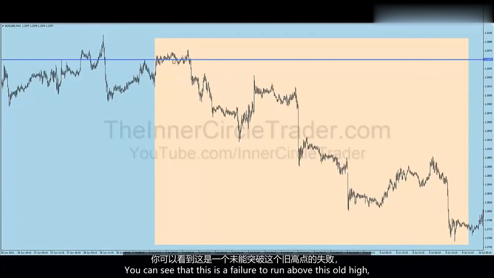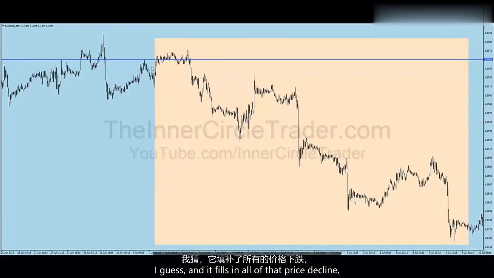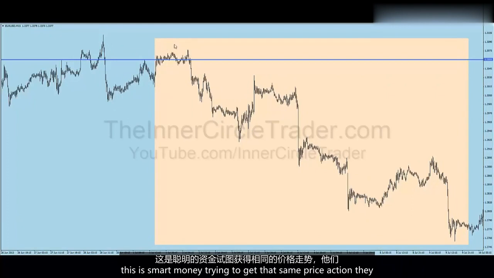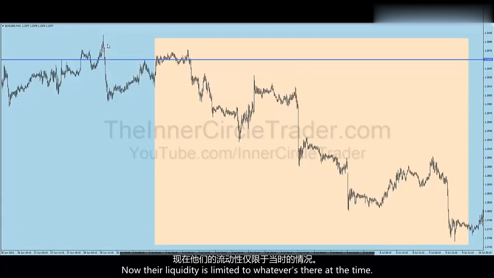You can see that this is a failure to run above this old high, okay? Now when we see price trade off and fill in all of that price decline like it does here, this is smart money trying to get that same price action. They put a large block on here.